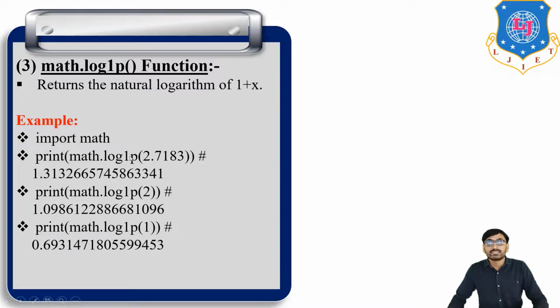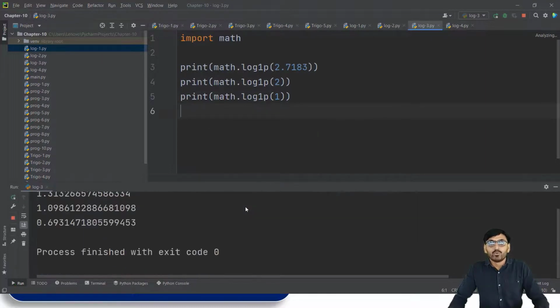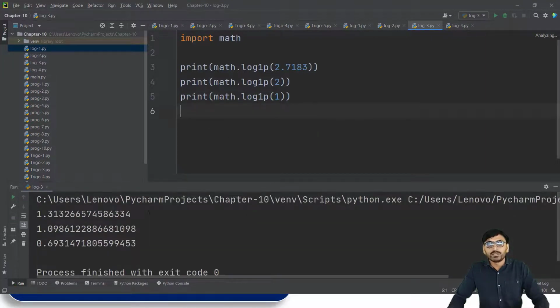Okay. Now this same program we run in PyCharm. So import math, then print math.log1p(2.7183), then log1p of 2, then log1p of 1. If we run this program, then the output is 1.3132 something for the first one, this one for the second one, and this for the third one. Okay, so this is about the log1p function.